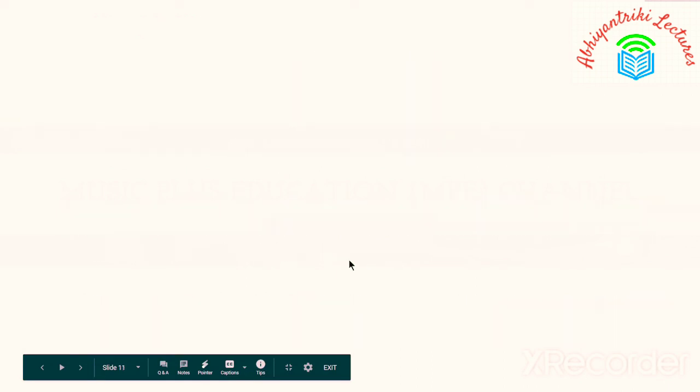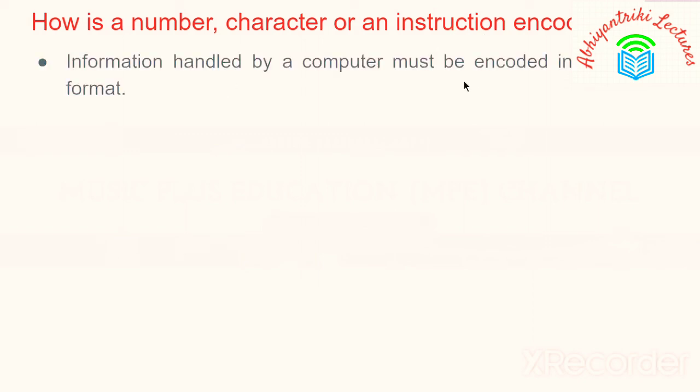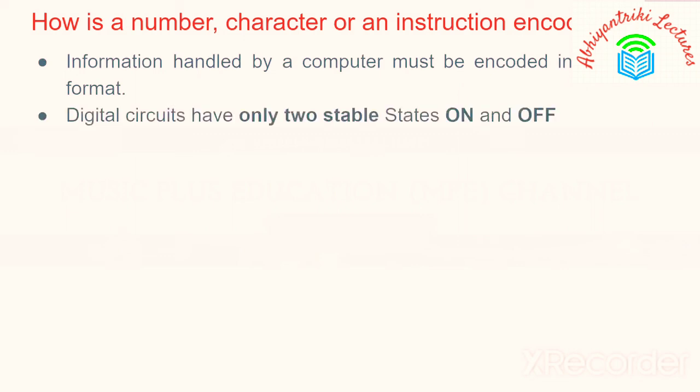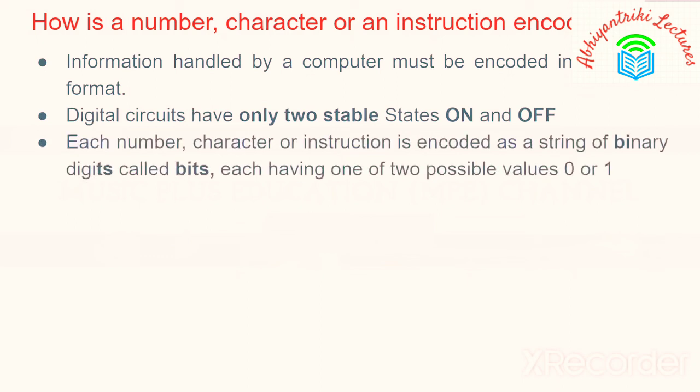So what does the object program contain? It is ones and zeros, like that, the computer machine language, okay. How is a number, character, or an instruction encoded? Information handled by a computer must be encoded in a suitable format. Digital circuits have only two stable states, on and off. Each number, character, or instruction is encoded as a string of binary digits called bits, each having one of two possible values, 0 or 1. Numbers are represented in binary notation.